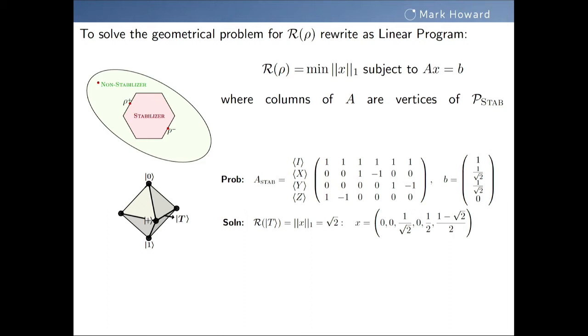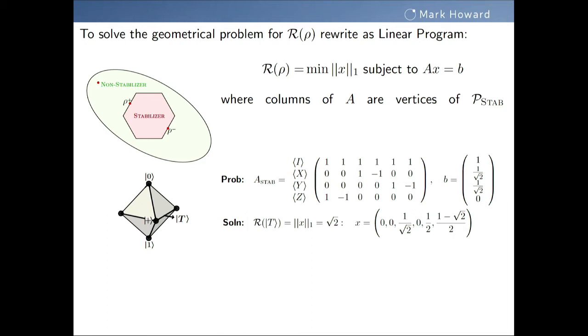So the minimum L1 norm x satisfying this gives me a robustness of root 2. And this is the actual vector, what it looks like. So if you can read off, it actually makes some of this, this, and this in the right proportions, and you get a T state. Okay, and this one here has a negative coefficient, right? Otherwise, if these were all positive, it would be a probability distribution, and it would be inside the octahedron.